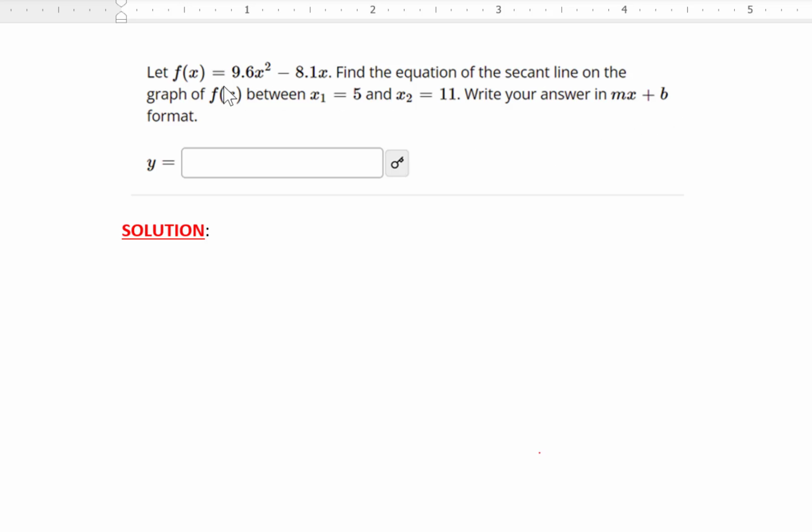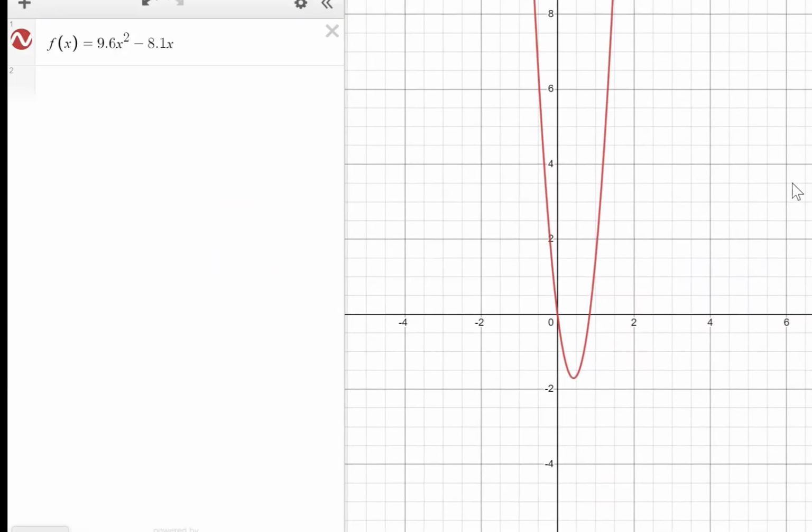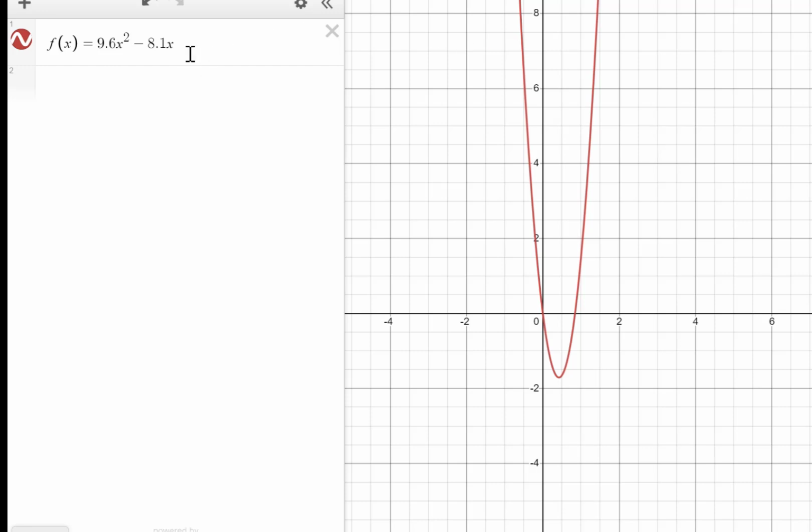So first, I'm going to use Desmos to help me do some quick evaluations and also to see this function and visualize this secant line. And we can actually graph that secant line in Desmos as well. So here I have defined f of x in Desmos. We see that it's an open-up parabola. We're interested in this function at x is 5 and x is 11.